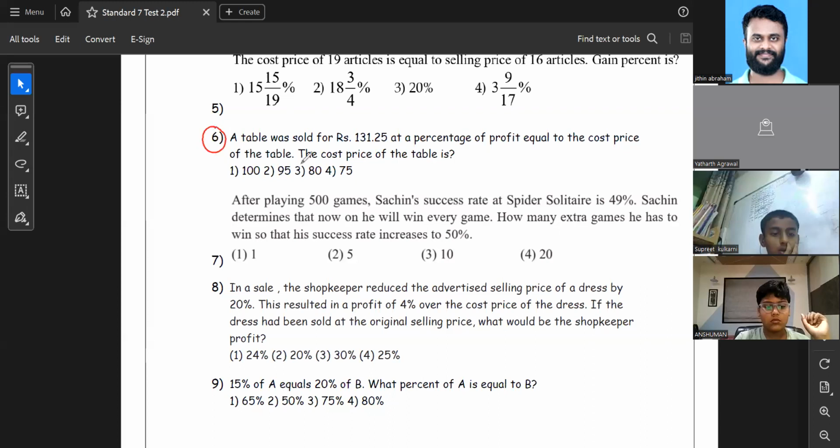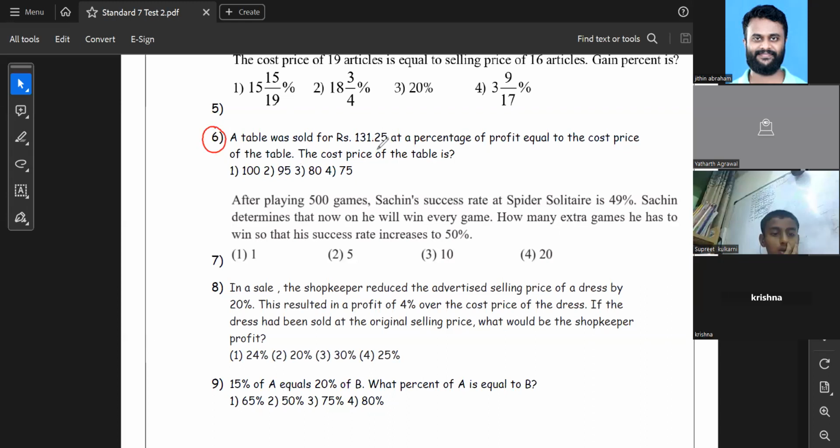Question number 6. A table was sold for 131.25. They have given you the selling price and a percentage profit equal to the cost price. That's strange. They have said that the profit percentage is equal to cost price. The cost price of the table is how much? So we'll have to find, let's see, how do we find it?